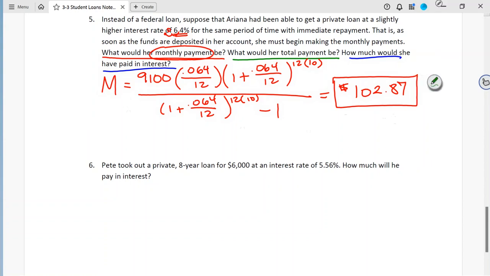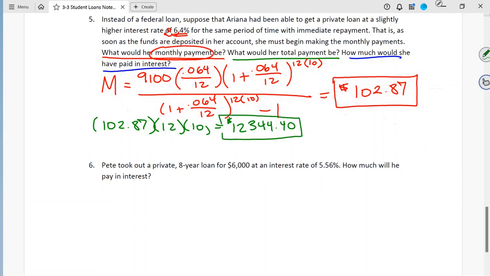$102.87. Okay. Now she's paying that even while she's in college, so hopefully she can make that payment while she's in college. What would her total payment be? Well, she's paying $102.87 every month for 10 years. And it's a total of $12,344.40. That's the total payment. And that's just for our notes. Let's write monthly payment.